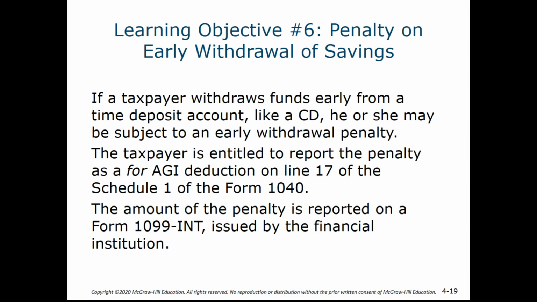If you incurred a penalty on early withdrawal of savings, let's say you opened a 90-day CD and you decided you needed the money before 90 days and you withdrew it, and then the bank assesses a fee for early withdrawal of a CD, that penalty is a deduction for AGI on line 17 of Schedule 1 on Form 1040. And you would see this penalty reported on your 1099-INT that you'd receive from the financial institution.